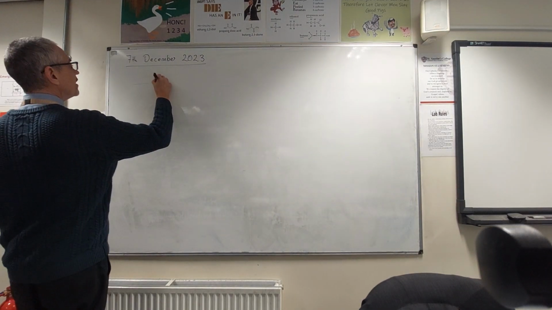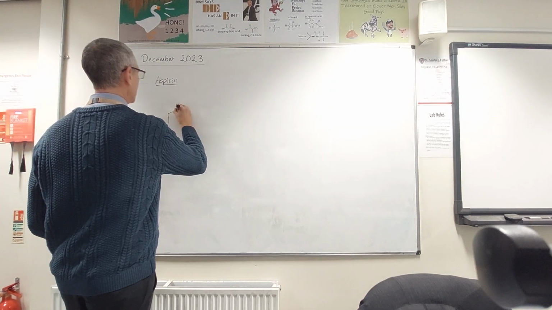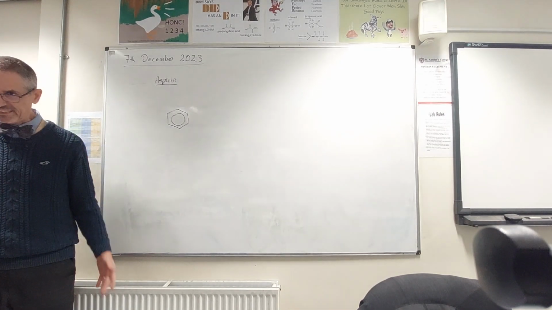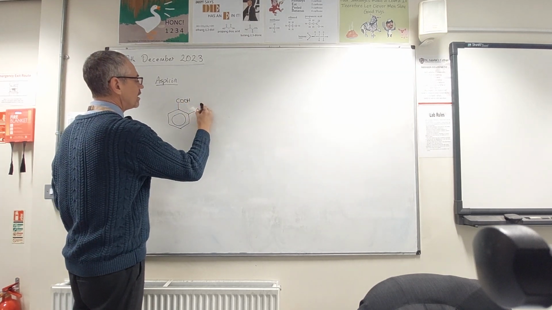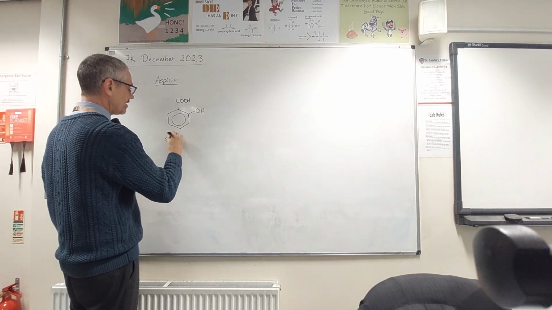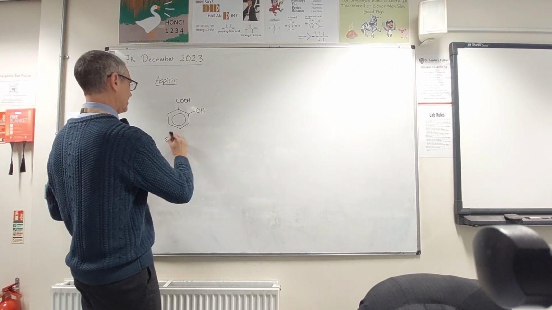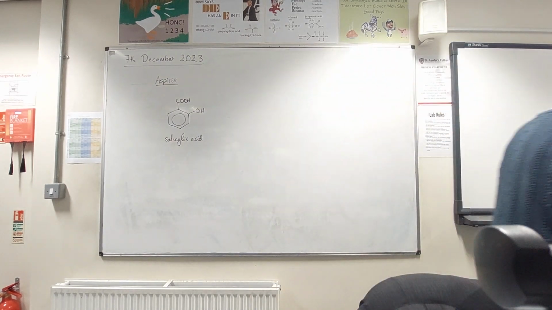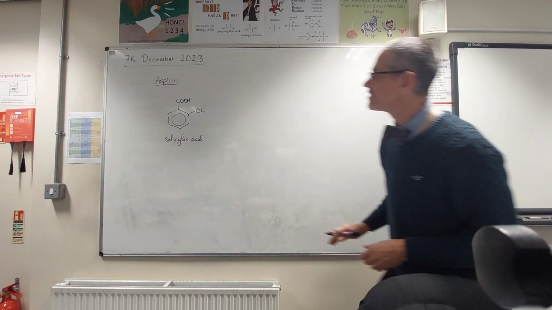Right, let's just have a look at aspirin. You don't need to remember this. We will get on to benzene rings later on. That's a benzene ring. Don't need to worry about that. That is salicylic acid, which I can't spell. It's got I's and Y's in places that I can't remember. Yes, that is right.